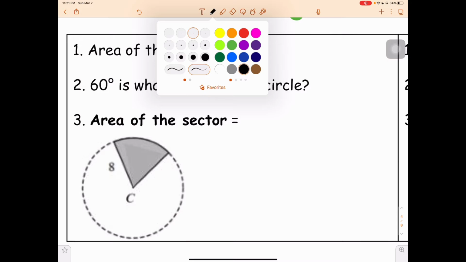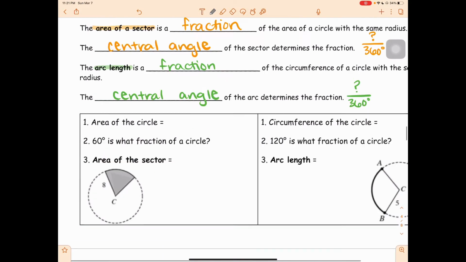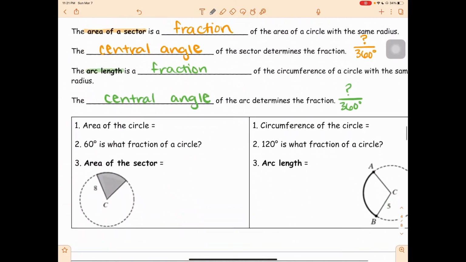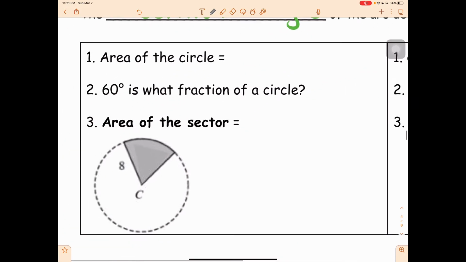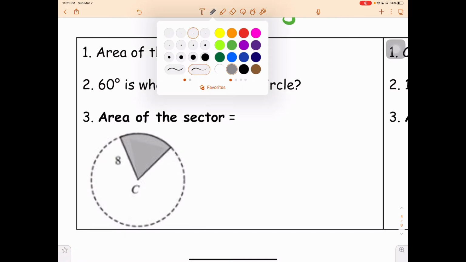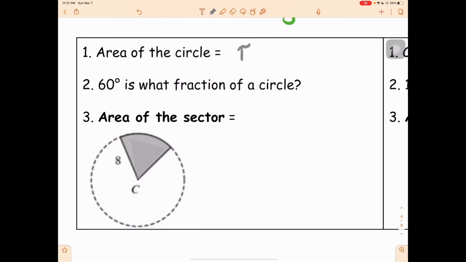So we know the formula. What colors did I use for area? Oh, I didn't. Okay. So this is going to be a sector, so we'll use orange. All right, so the area of the entire circle is pi r squared. So first thing is to identify what r is. Well, our radius here is 8. From the center of the circle to the edge, the radius is equal to 8.